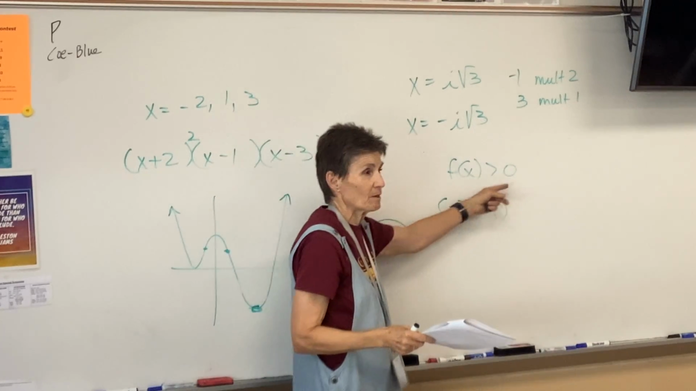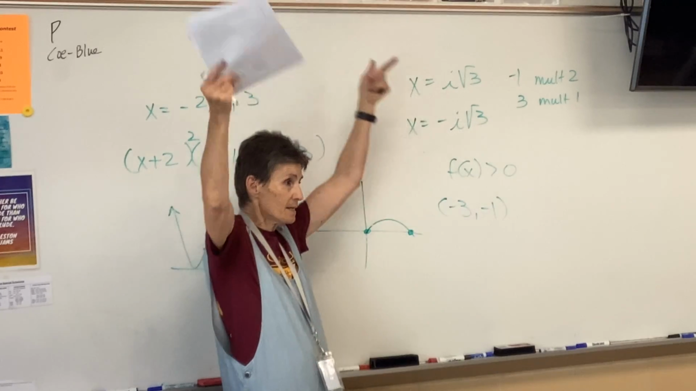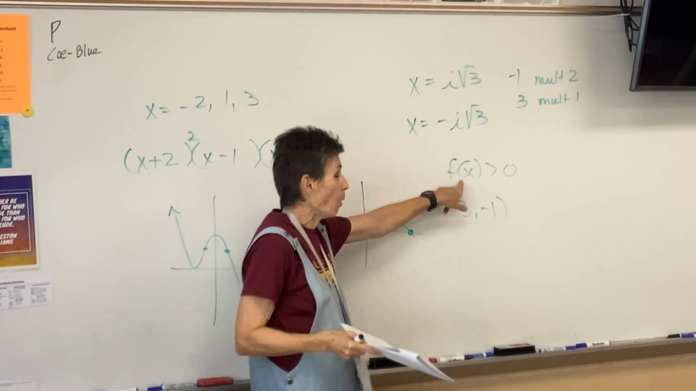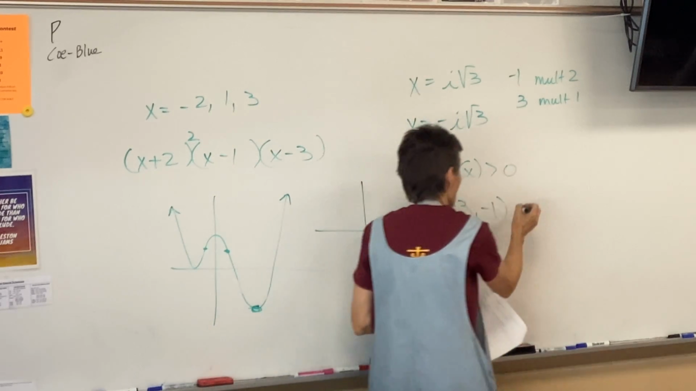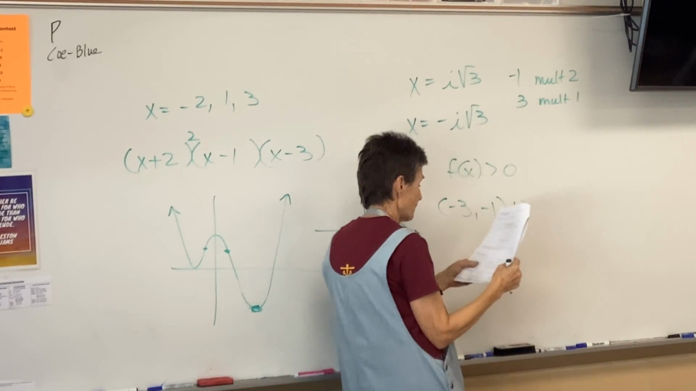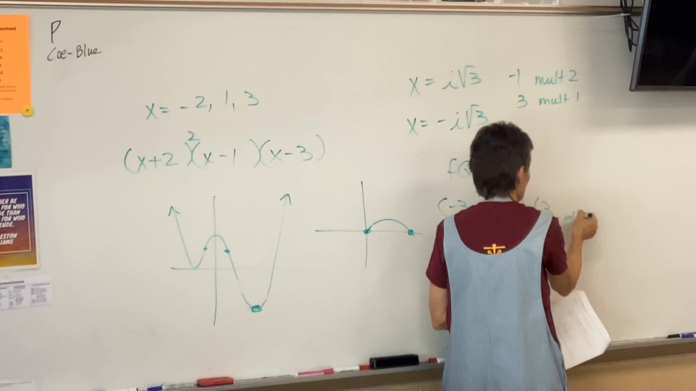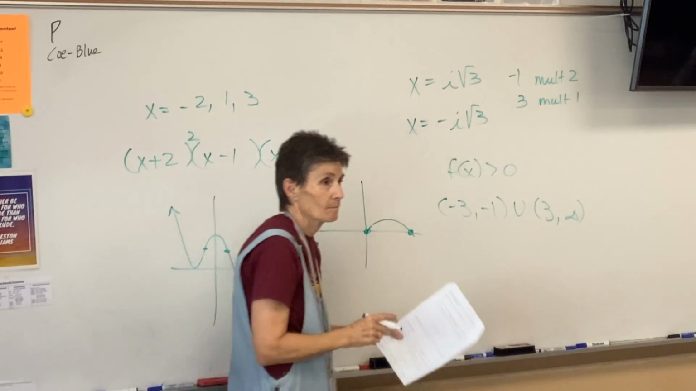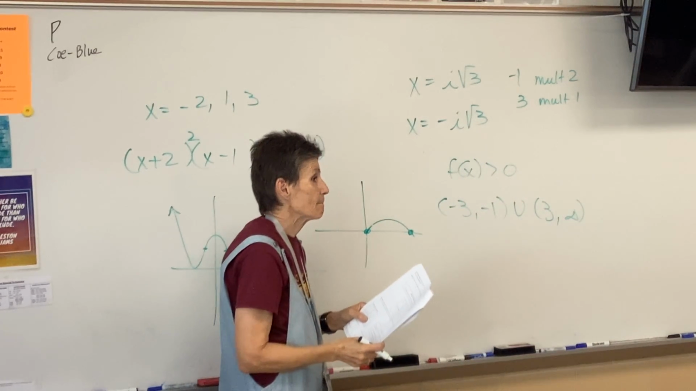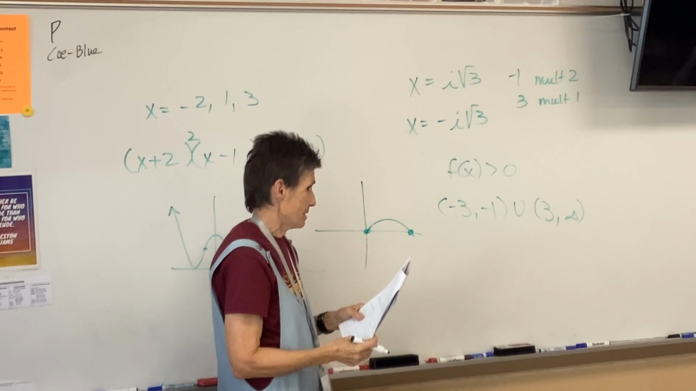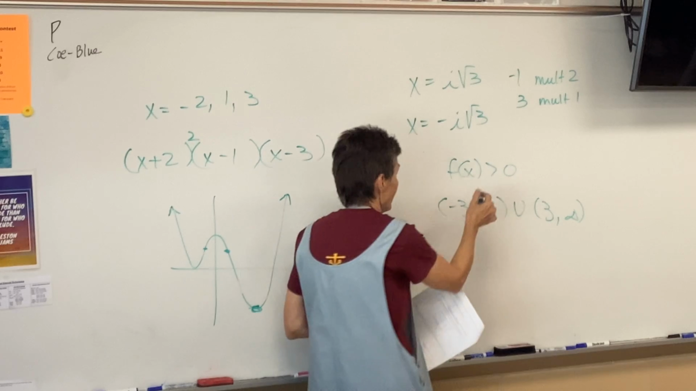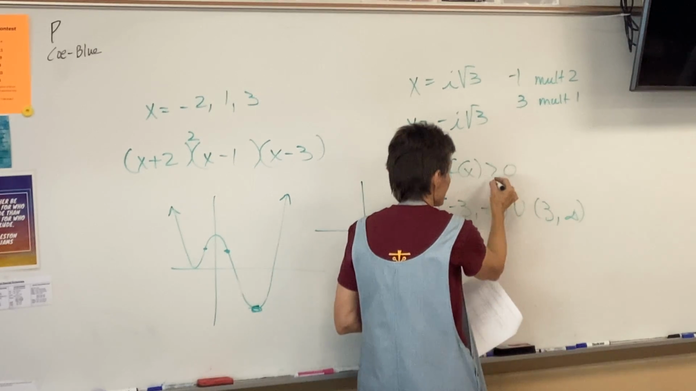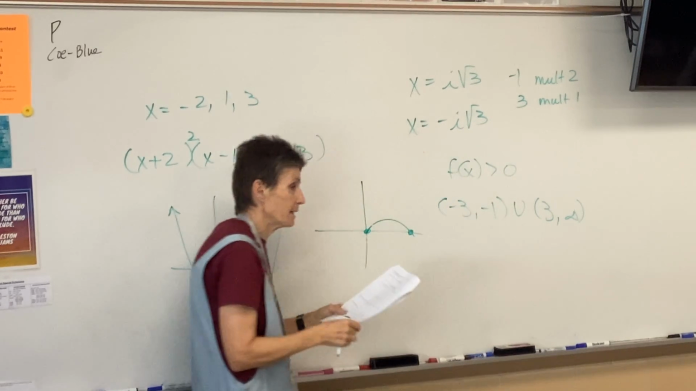What does f of x bigger than 0 mean? Above the x-axis, that's y. Where is y bigger than 0? Above the x-axis. Or, there's another place it's positive. 3 to infinity? Does it matter if we put brackets or parentheses? It does. It has to be parentheses because of this right here. If it said or equal to, then we'd be bracketing it.